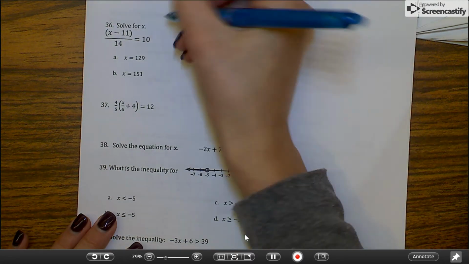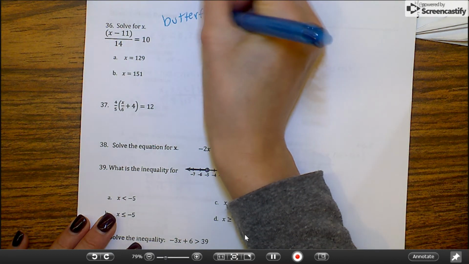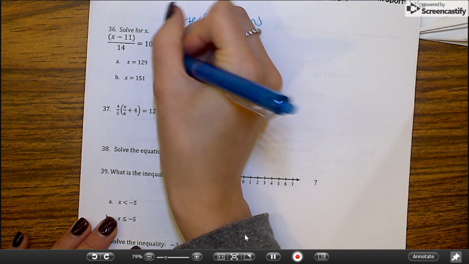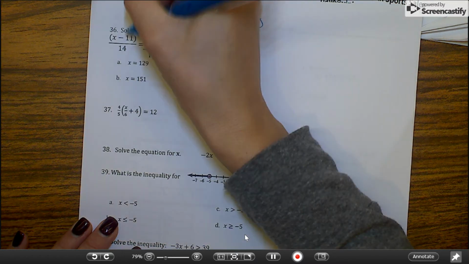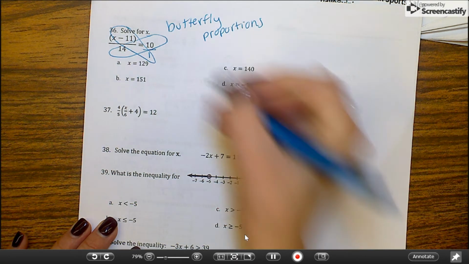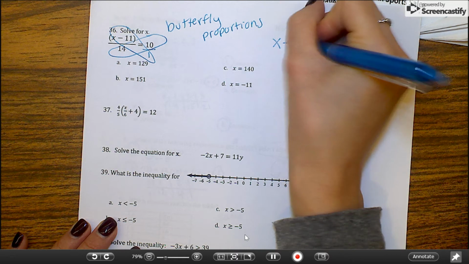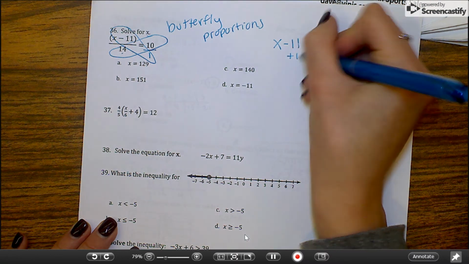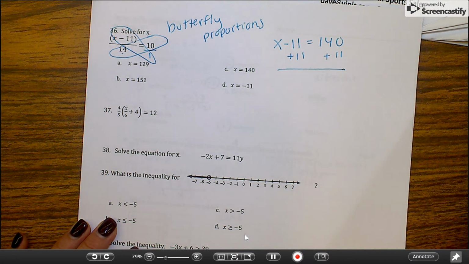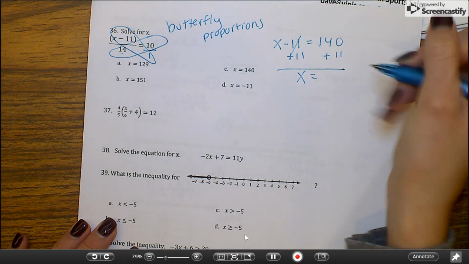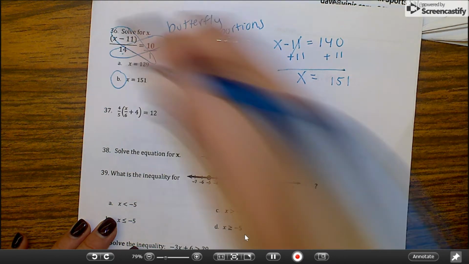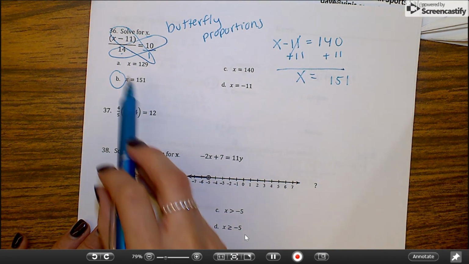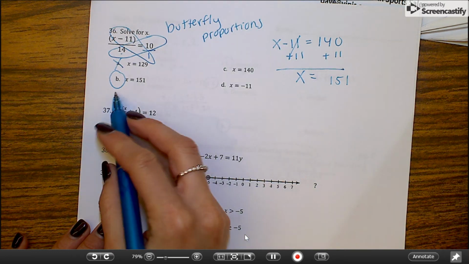Number 36 is a butterfly problem. Proportions. You could set this to be 10/1 if you'd like. X minus 11 times 1 is just x minus 11. 14 times 10 is equal to 140. When I add 11 on both sides, x becomes 151. A common mistake would be for students to subtract 11 at this point. So A is not the correct answer. B is the correct answer.